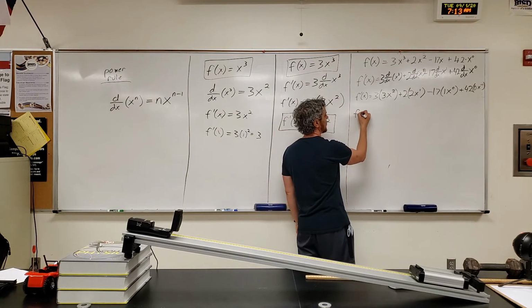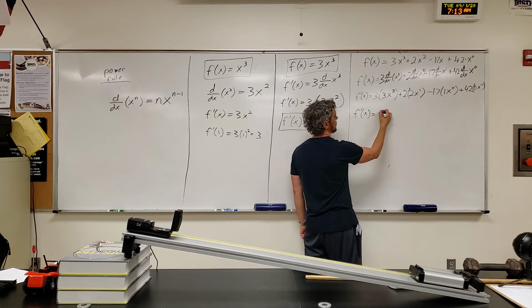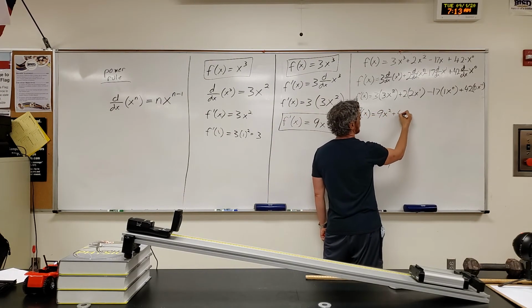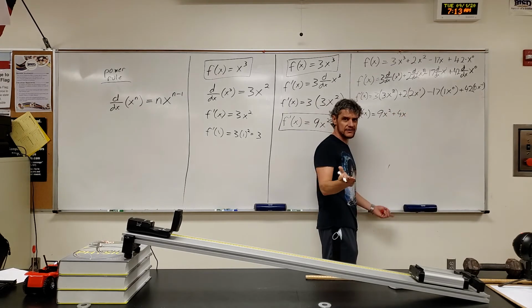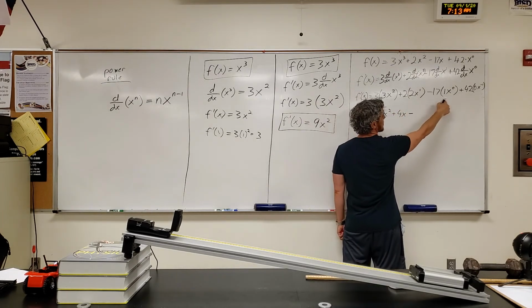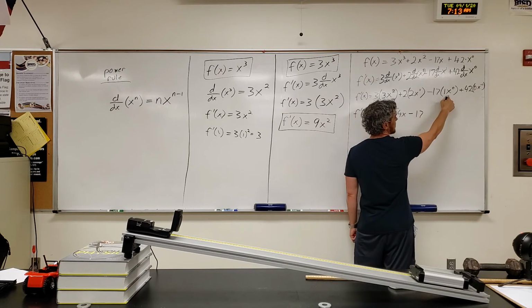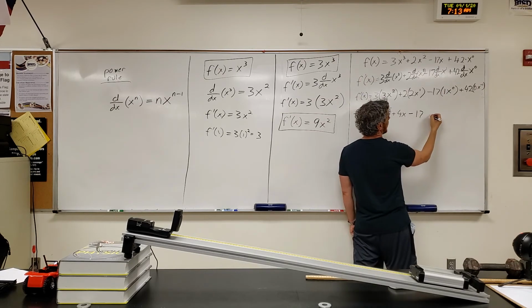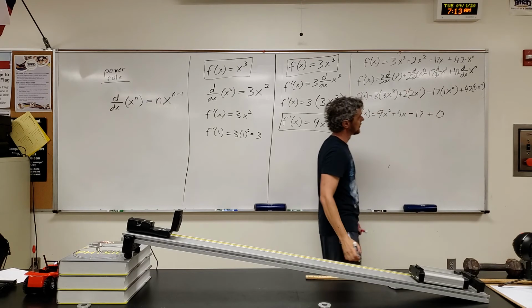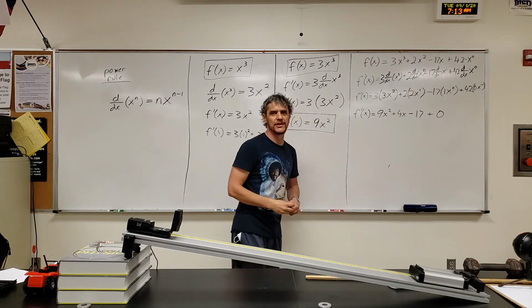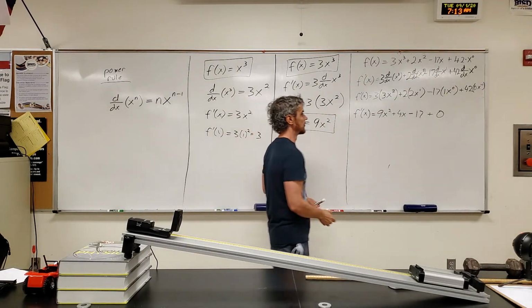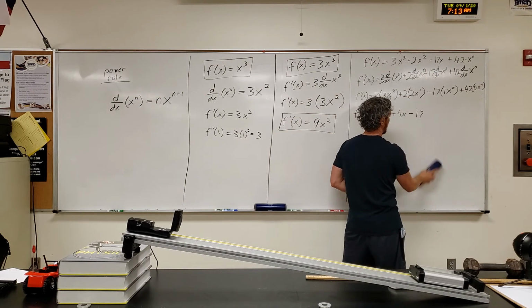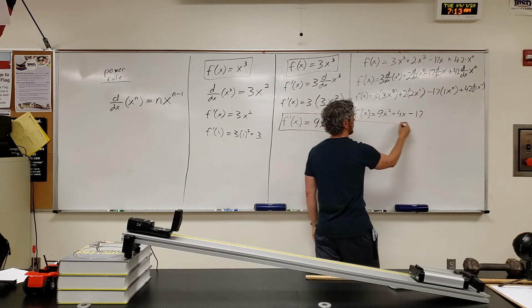And so finishing this off, I get that the derivative is equal to 9x squared plus 4x. I don't have to put the 1 there, it's implied. Minus 17, because again, x to the 0 is 1, and then plus 0. Because 42 times 0 times x to the negative 1 power is just 0, so we tend to leave this one off. And so that's our derivative.